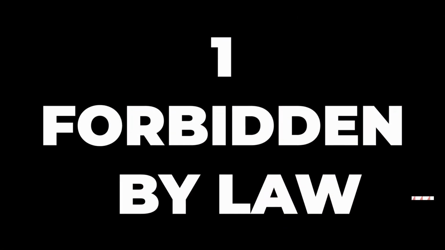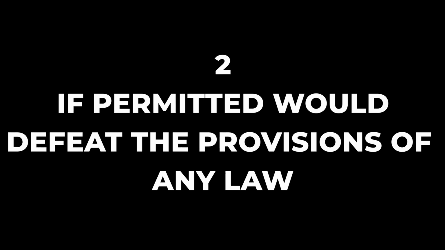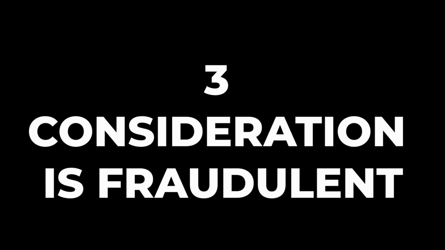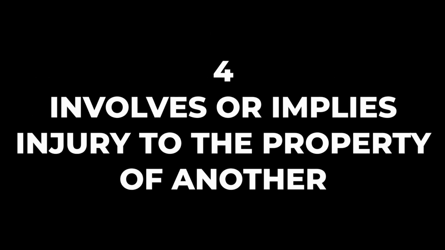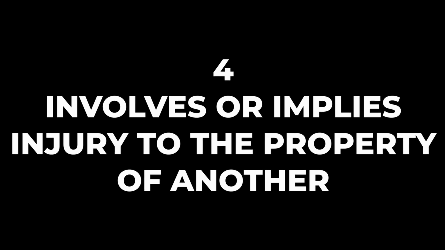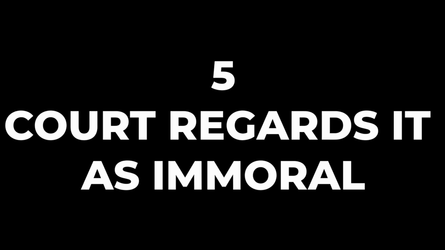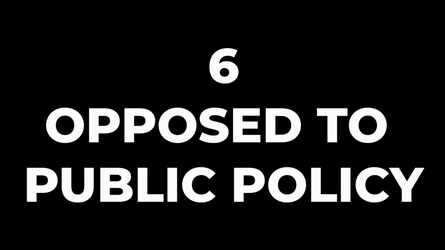Now, situations where the consideration or object of an agreement is void. There are 6 points in this regard. We are going to learn one by one. So first one is forbidden by law. If permitted, would defeat the provisions of any law. Consideration is fraudulent. It involves or implies injury to the person or property of another. Or the court regards it as immoral or opposed to public policy. So these 6 points we are going to learn in detail.